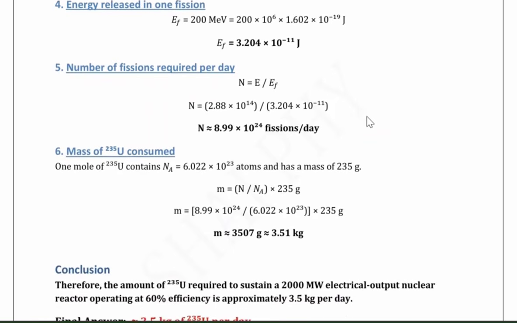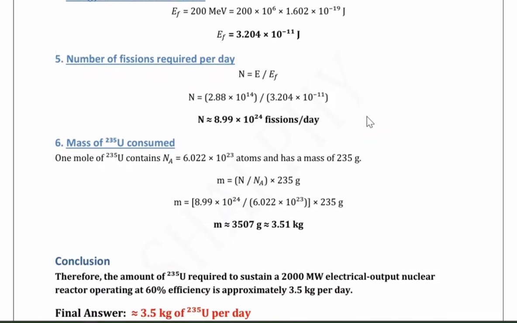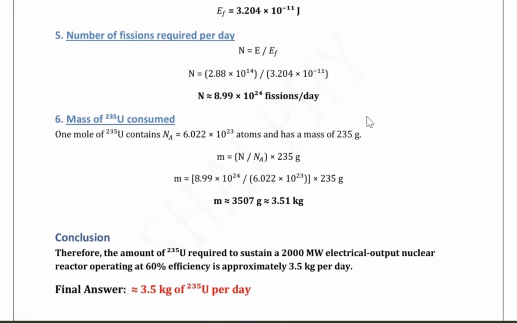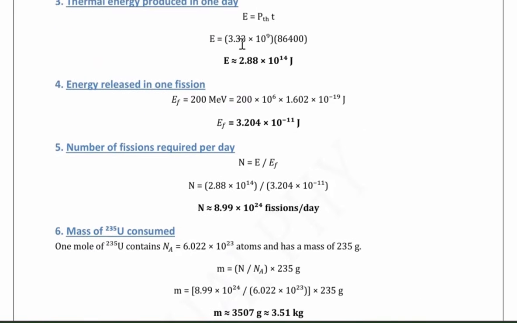Now, the number of fissions required per day. For that, we will divide this energy by the energy released per fission. So we will divide, and we will get the number of fissions per day.